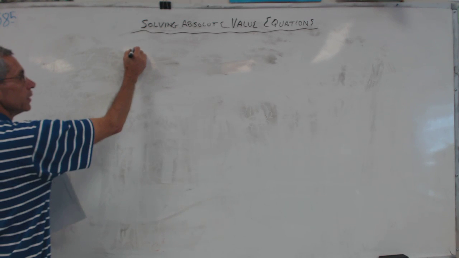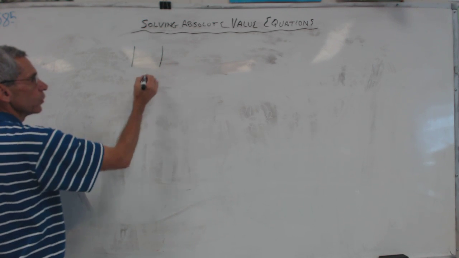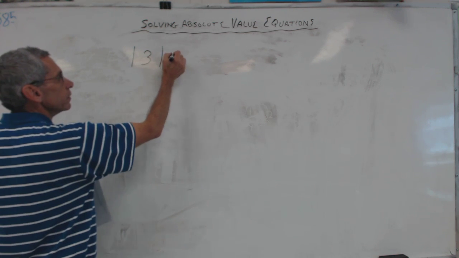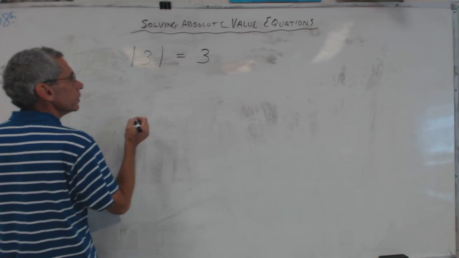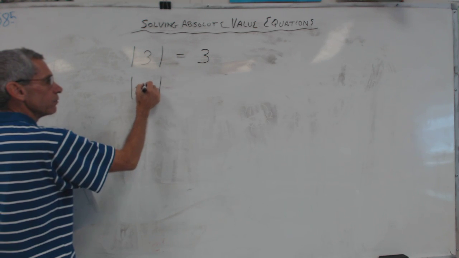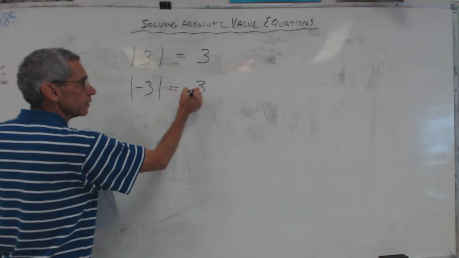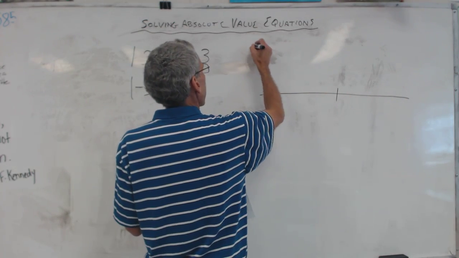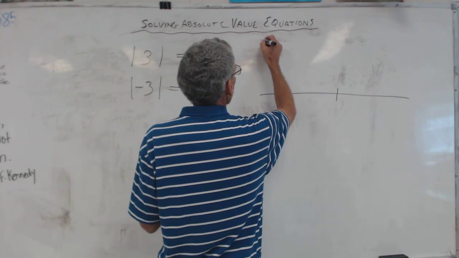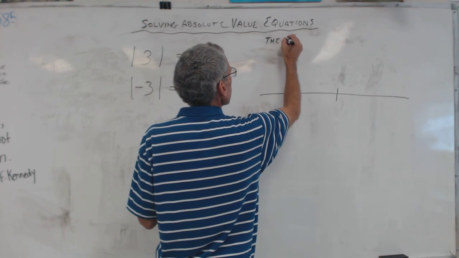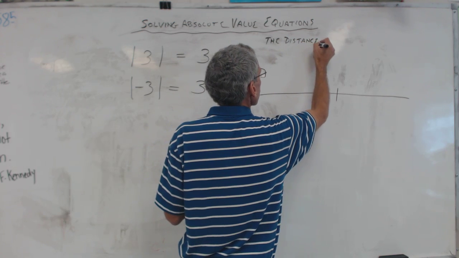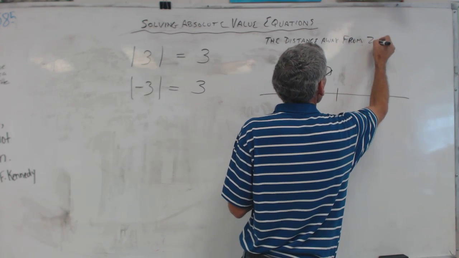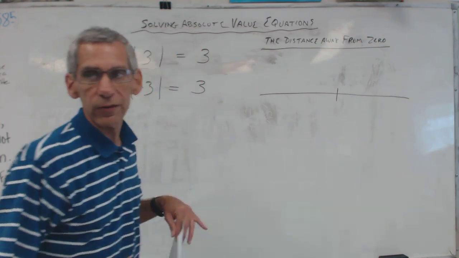An absolute value is denoted by two vertical lines like this with a number in it. So the absolute value of 3 is 3. The absolute value of negative 3 is also 3. If I were going to define it, the absolute value is the distance away from 0. Okay, that's the definition of absolute value.